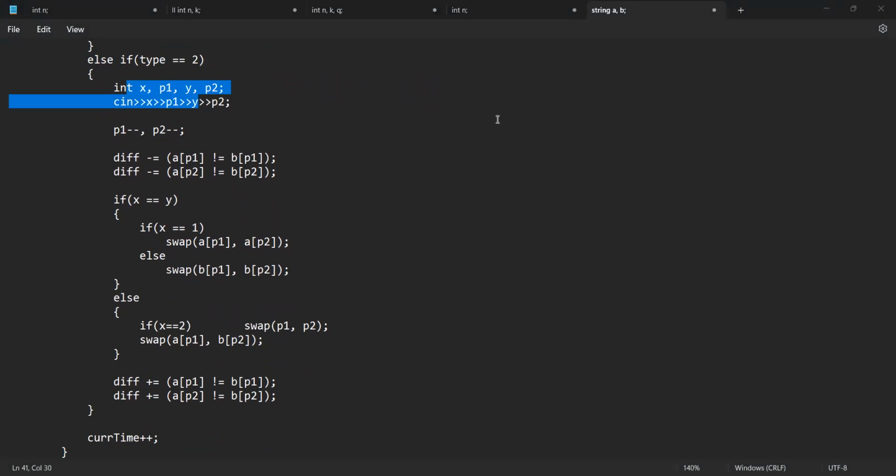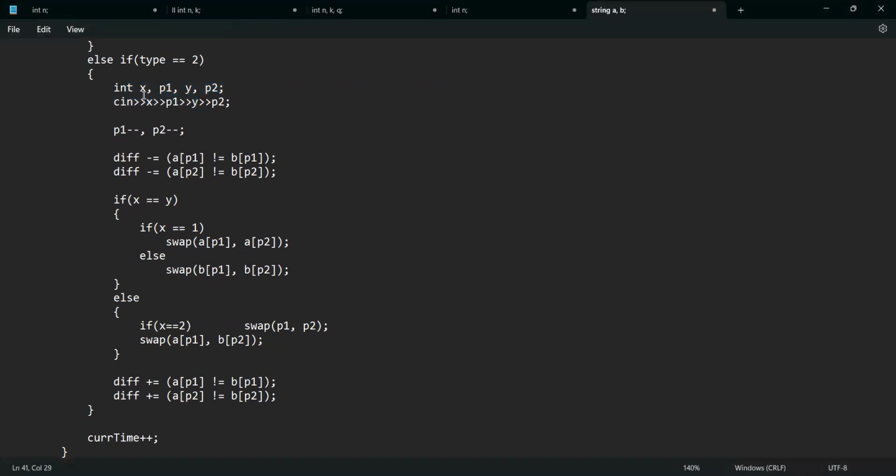Okay, someone asked me a question right now. Yeah, Pratham, you can check, are you sure? You have to check this also. Basically, you take x and y as input, whether x is 1 or y is 2 or maybe 1. And these are the positions p1 and p2.